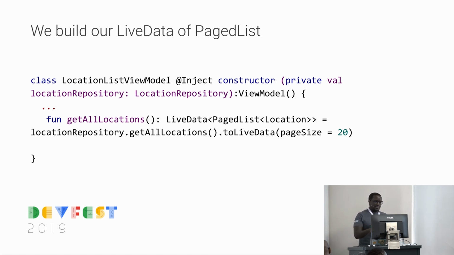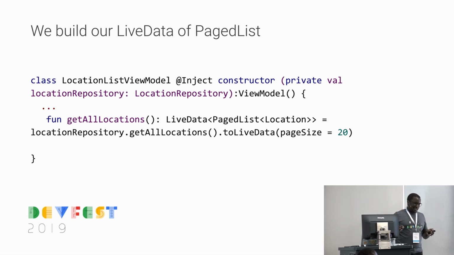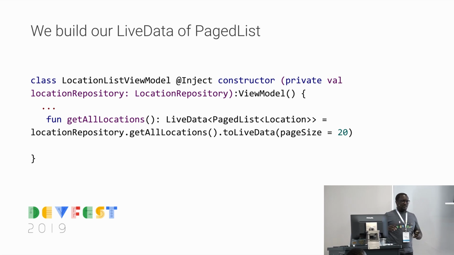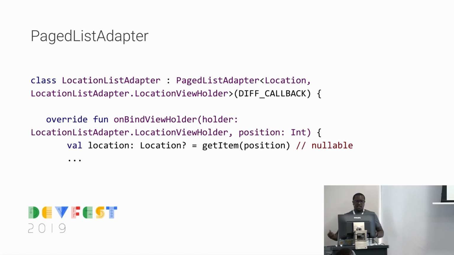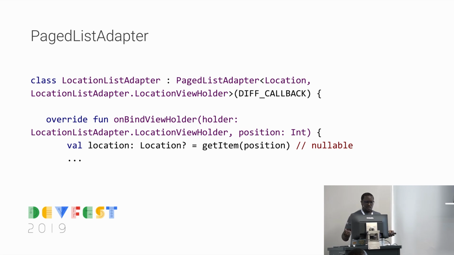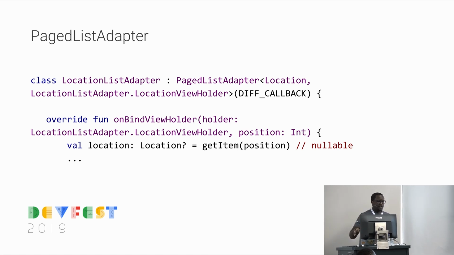And then we've got this handy little function here, to live data, which under the hood is building a live data page list. Once it creates that, given different configurations, you specify how many pages you want to fetch, how many data sets to look ahead in case you want to prefetch, and your page size. And then all it does is build your page list and pass it on to the UI. And in your page list adapter is where you set your page list with all the other things.